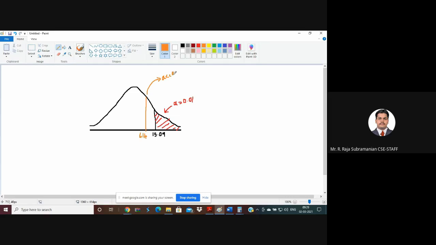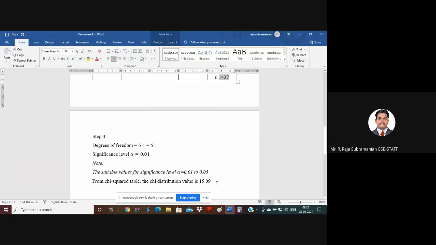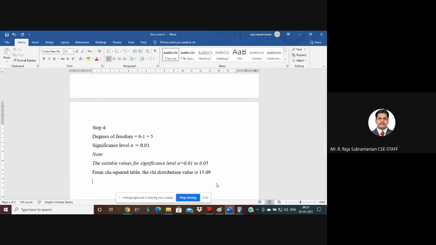So there is not much deviation between the observed and expected values. So I can accept this particular hypothesis. So what is accepted? H naught is accepted. So I can write here the result.